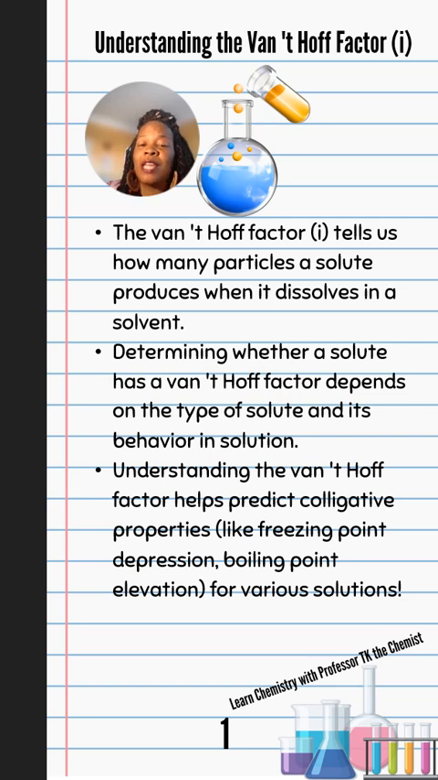However, when we get to statement number 2, bullet point number 2 says, determining whether a solute has a Van Hoff factor depends on the type of solute and its behavior in solution. So we're going to get into that also. And number 3, understanding the Van Hoff factor helps predict colligative properties like freezing point depression, boiling point elevation for various solutions. Are you ready?